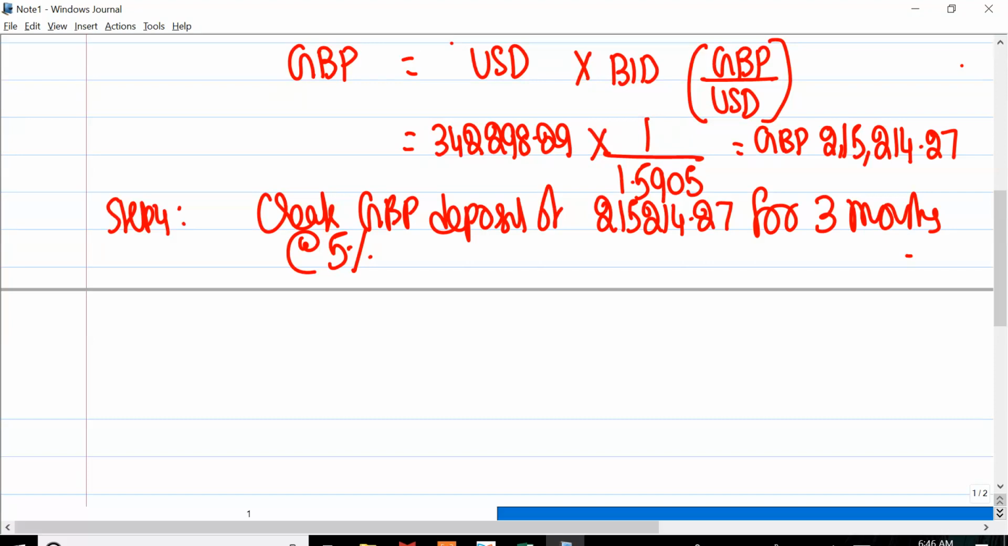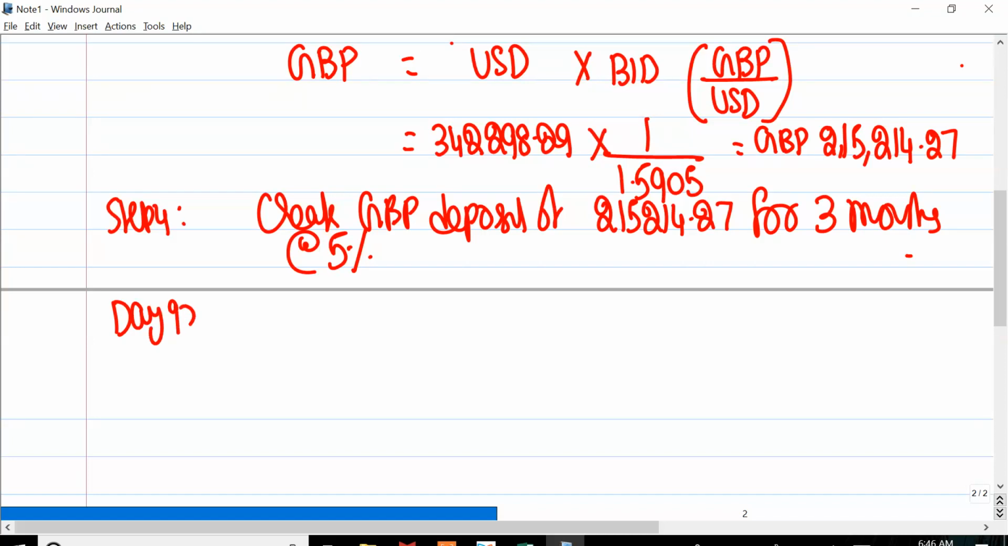All these transactions happen on day 0. Whatever we have decided happens on day 0. Day 90. Step 5.